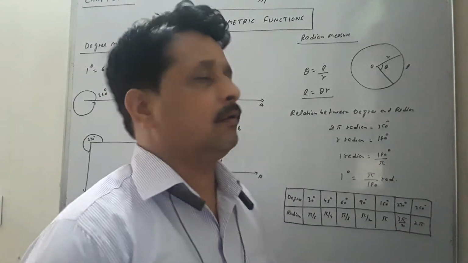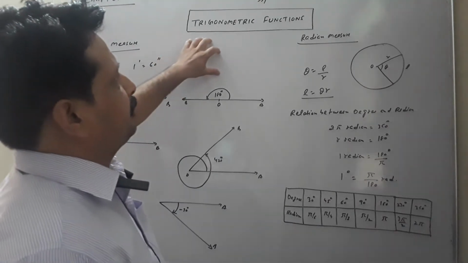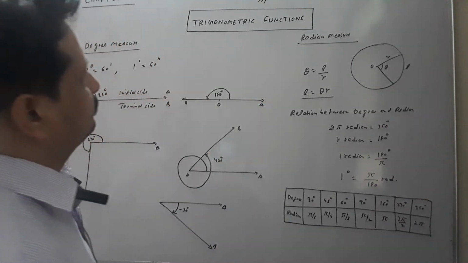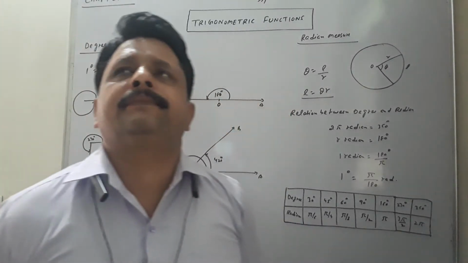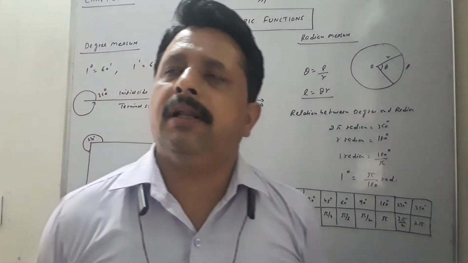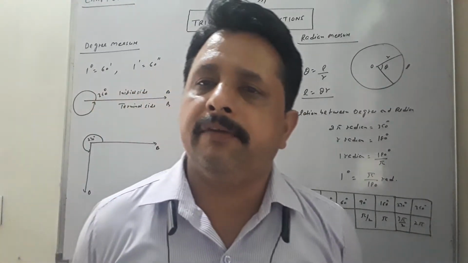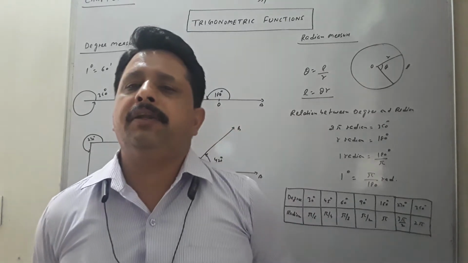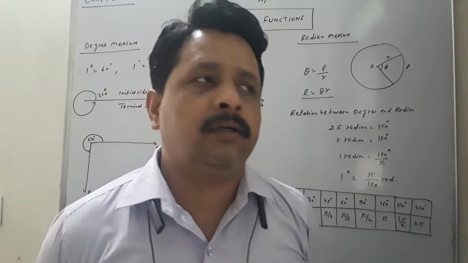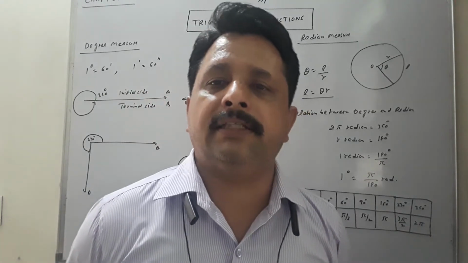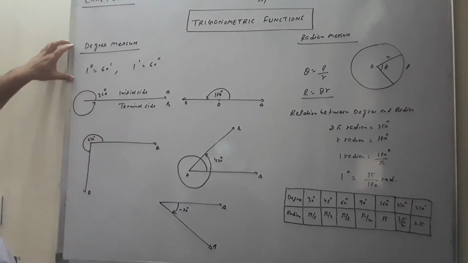Students, today I am going to discuss your chapter number 3, trigonometric functions. In 10th class, you have done trigonometry, trigonometrical ratios, trigonometrical inverse, even the degrees from 0 to 90 degrees, and some identities. Here in plus 1 class we are going to discuss degree measure.